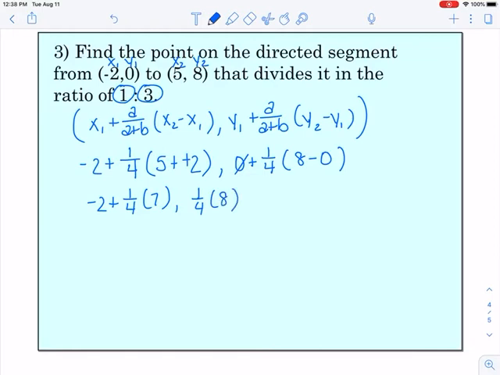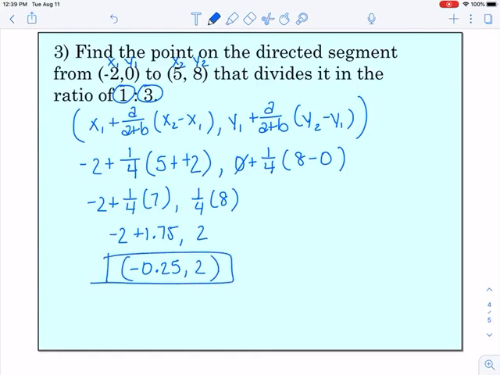So again, in the calculator, if I do 1/4 times 7, I should get an answer of 1.75. So I'm going to have -2 plus 1.75. And on the right, when I do 1/4 times 8, that comes out nice and neat. That'll give you an answer of 2. So now we just have to add together on the left-hand side, the -2 plus 1.75 will be -0.25. And again, I'll just bring down that 2. So the point that would divide that segment into a ratio of 1 to 3 would be -0.25, 2.